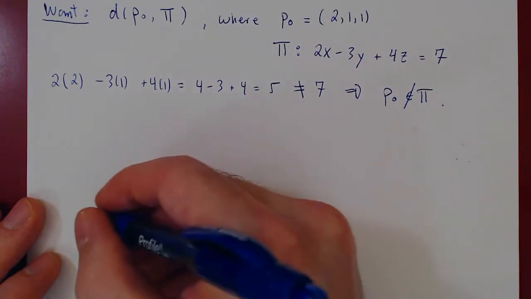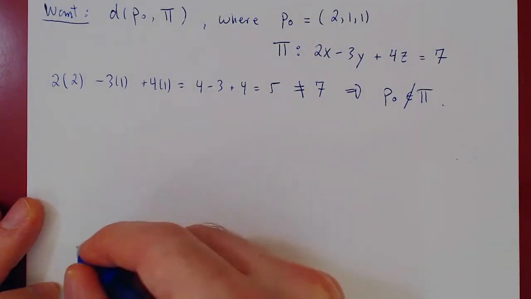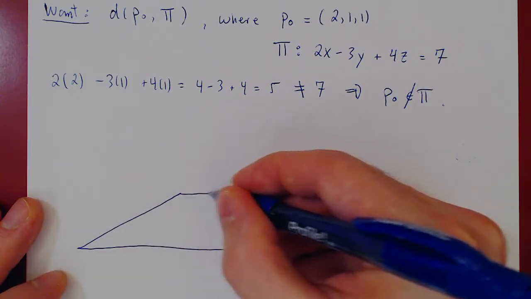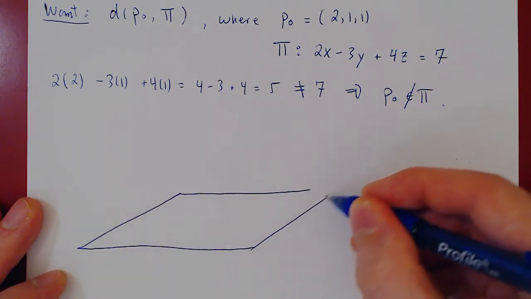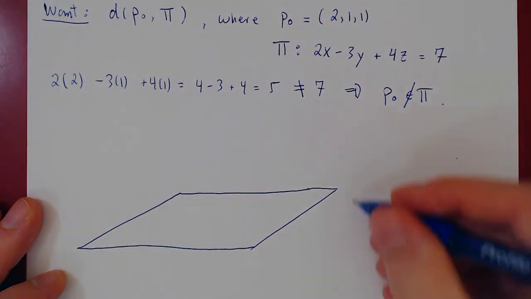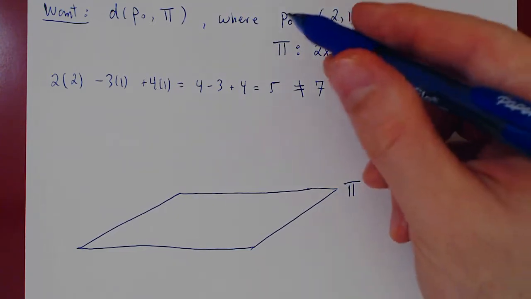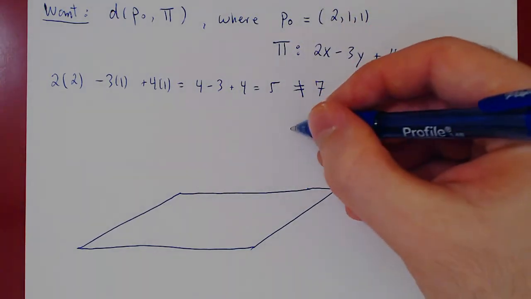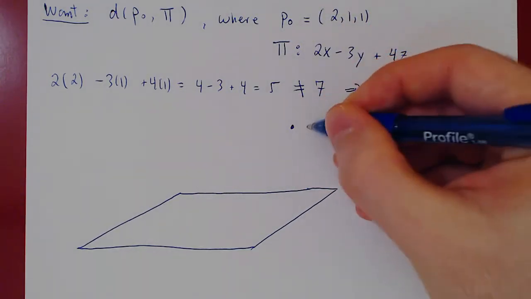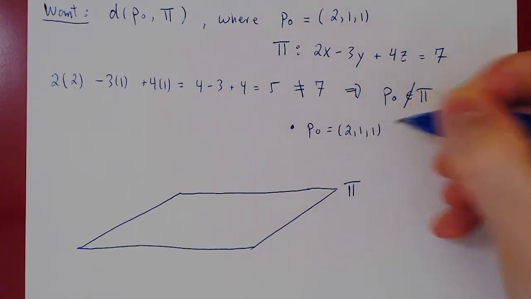So we'll draw a generic plane, always as a parallelogram. So this is our plane pi. And we'll imagine the point P naught being on top of the plane. So this is P naught, and the coordinates of P naught are 2, 1, 1.